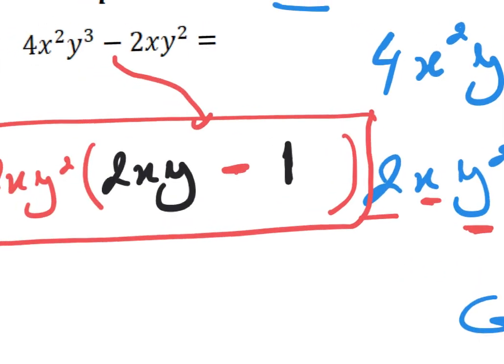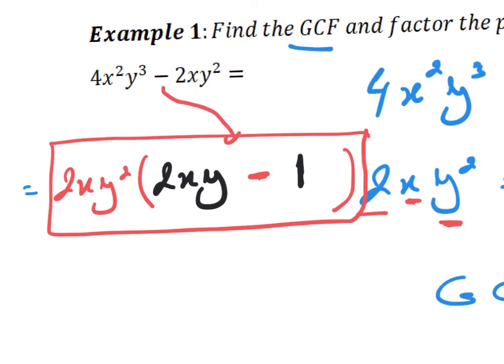Just to let you know, factorization is the opposite of the distributive property. So when you distribute this right here, when you multiply this with this and this with this, you're gonna get 4x squared y cubed minus 2x y squared.